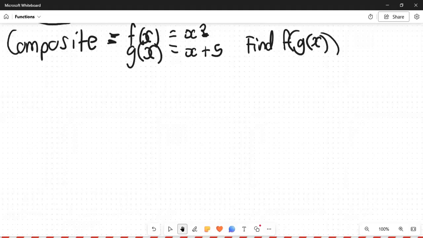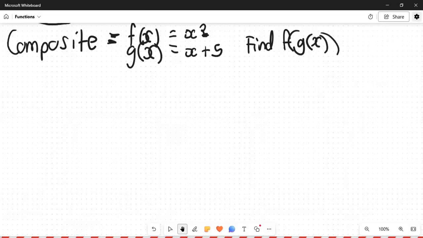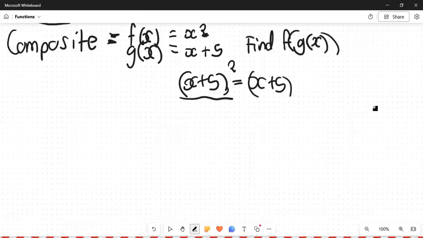So let's start by closing our brackets with x plus 5 as our g of x. Then you see where f is going to be our whole square. So we read the function as x plus 5 whole squared. Then in order to find the fg of x, we have to open these brackets.